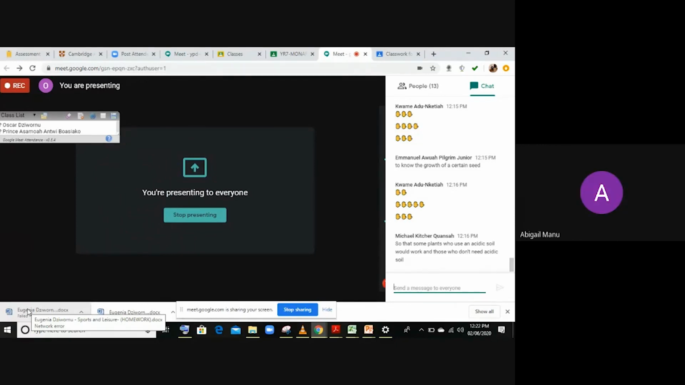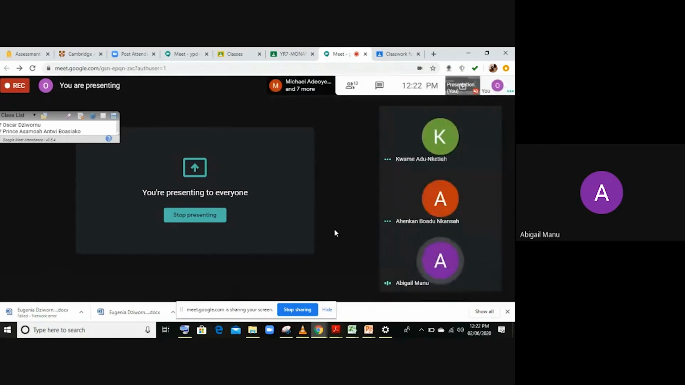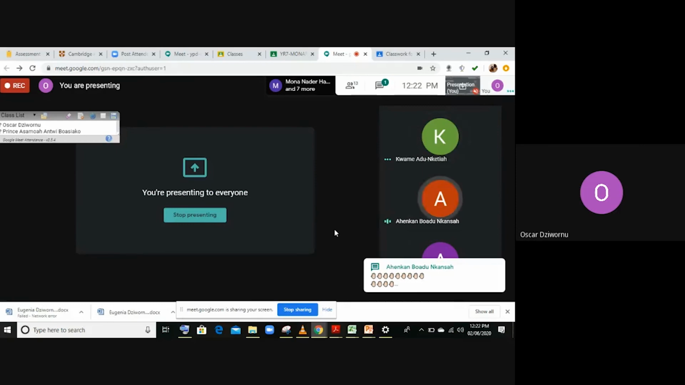Yes, Abigail, let's go. Mister, you see every plant has a certain pH that they grow in. So if you go and plant, let's say cabbage, I don't know whether cabbage needs acidic soil or alkaline, but let's assume they need acidic, right? And then if you go and plant it in alkaline soil, they won't grow well because you are using the wrong pH. Yes. Very, very good. Thank you.